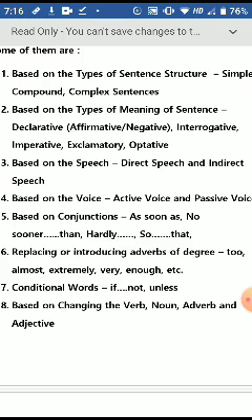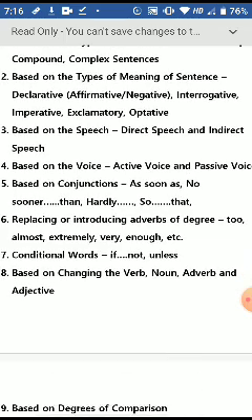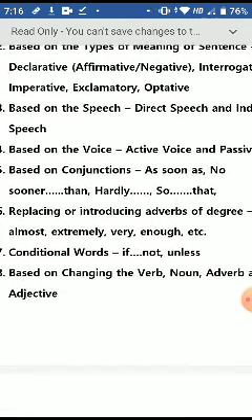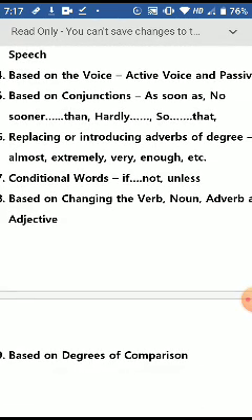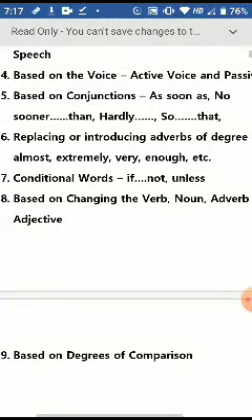Next, replacing or introducing adverbs of degree, like too, almost, extremely, very, enough. These kinds of sentences can be asked. There can be conditional words, if not, unless, so sentences starting with these. Next one is based on changing verb, noun, adverb, adjective. For example, they might give you a sentence, he is a brave boy. So boy is a noun here, brave is an adjective. They might ask you to change this particular adjective into an adverb. So we will see how to do that.